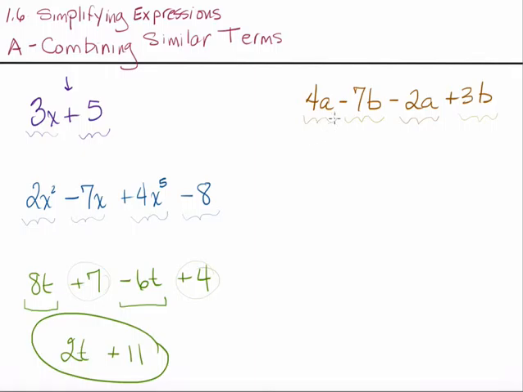I can put the a's together. I have 4 of them here. And here it looks like I have a debt of 2, or I've spent 2 of my a's, for a total of 2 a's.